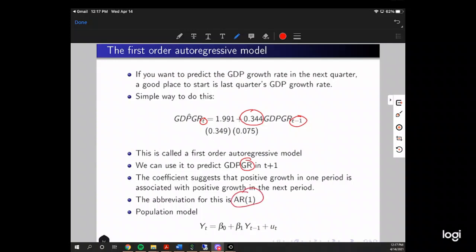The population model is written here below. So this looks just like a standard OLS model that we've seen with one regressor, except now we're replacing x with y_{t-1}, its previous period value.